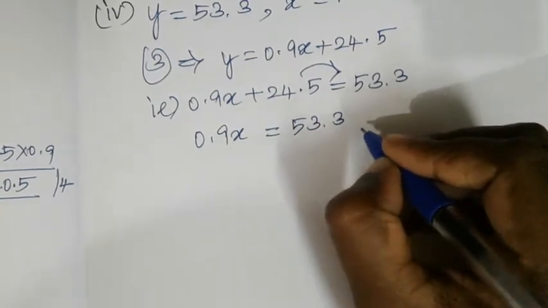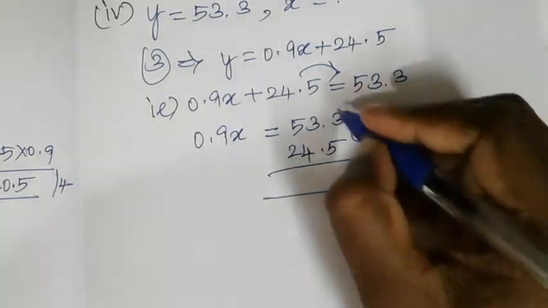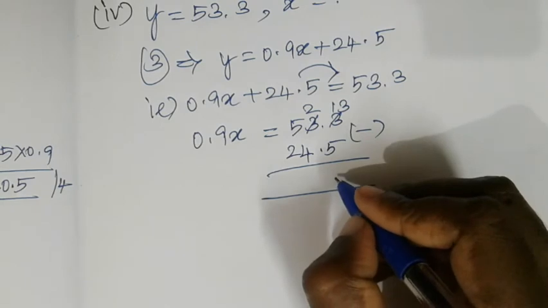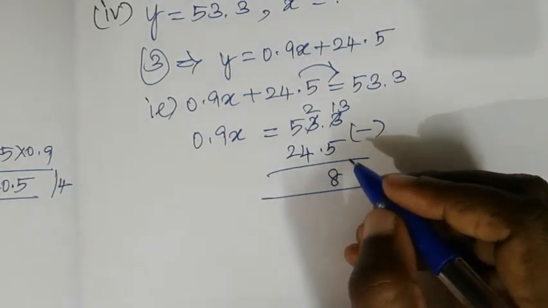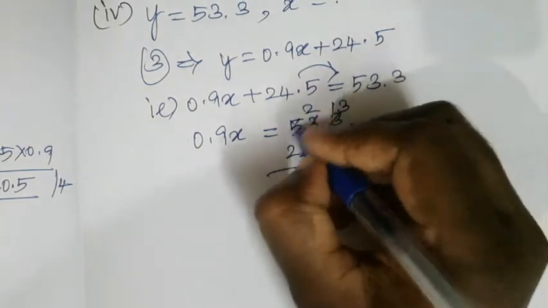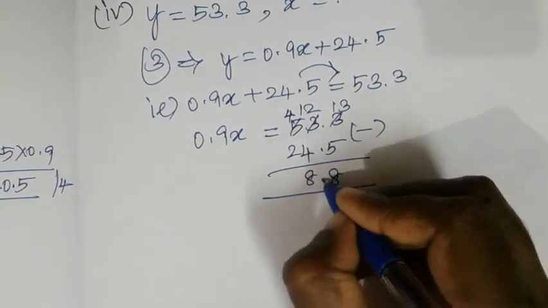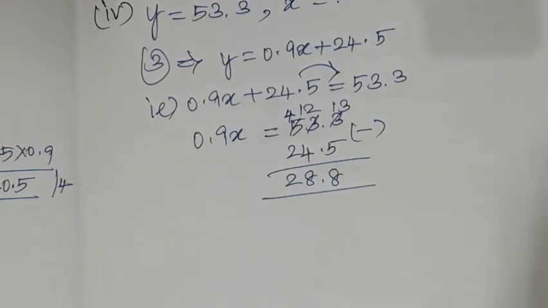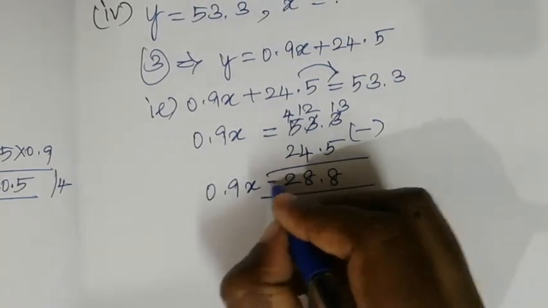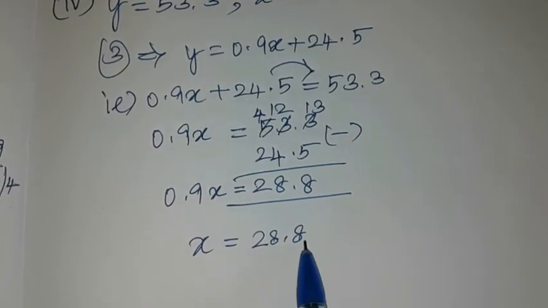So 53.3. Therefore now 0.9 into X which is equal to, shifting now this term, 53.3 minus 24.5. Now subtracting 3 minus 5, it's not possible. 2. Here is 13. 13 minus 5 which is 8. Okay, now 2 minus 4, it's not possible. Here is 4, 12. 12 minus 4 is 8, decimal point. 4 minus 2 is 2. Now getting 0.9 into X is equal to 28.8.